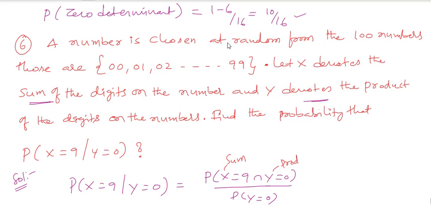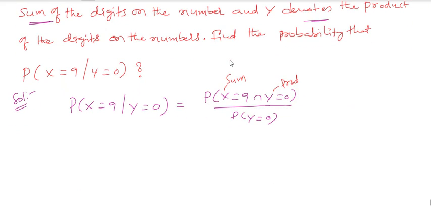So what are the possible cases we are having? What is the probability of X equal to 9 intersection Y equal to 0? What are the possible cases here? Sum 9 and product 0. Sum 9 means 09 and 90. Only these two cases will be there. So hence 2 divided by 100.